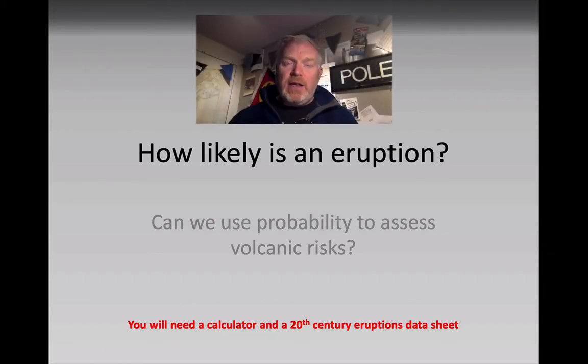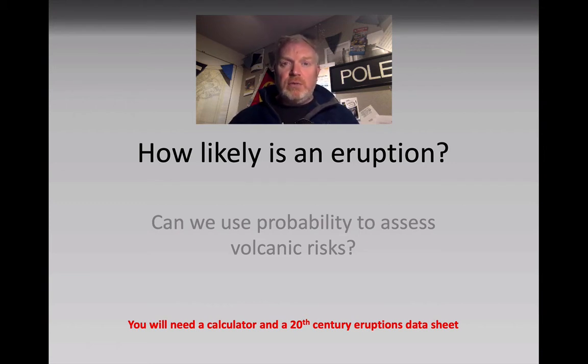Hi, in this lesson I want us to look at how likely eruptions are, and if we can use one measure of probability to assess the risks that volcanoes of different sizes actually pose.